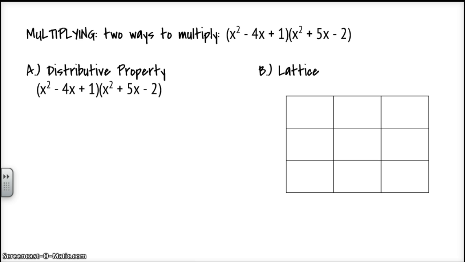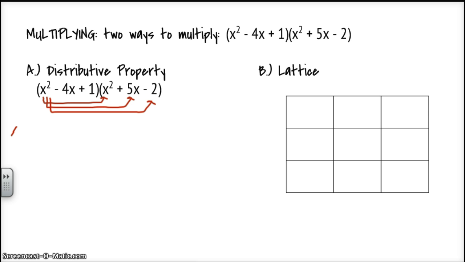So when we talk about multiplying polynomials, there's really two ways to multiply. You can use the distributive property or you can use a lattice method. Both are good. Both give you the right answer. It's up to you. If you're going to use the distributive property, you just have to multiply each individual monomial. So this x squared is going to get distributed to everything in that second polynomial.